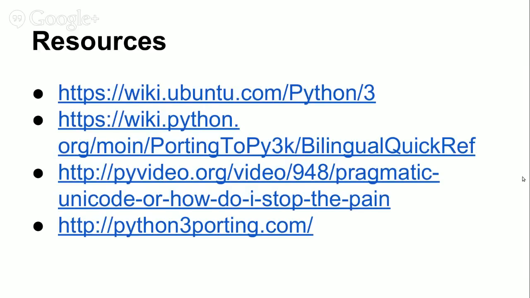these are all the references that I recommend. And you can go to wiki.ubuntu.com/python/3, but that's really going to send you off to the python.org wiki. And that bilingual quick ref is really sort of the place to go to see lots of great techniques for specific coding issues that you might encounter, and it has lots and lots of other references to internet resources for solving problems. I highly recommend the Pragmatic Unicode video. That was from PyCon 2012, I think, and it will really give you a great idea of how to handle the bytes and Unicode issue.